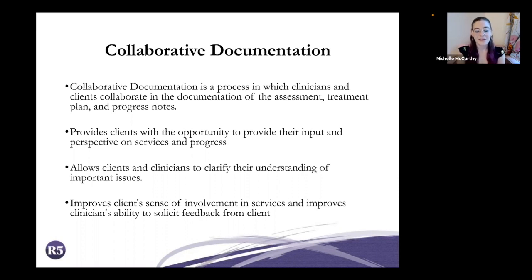This makes a lot of sense for assessments. This makes a ton of sense for treatment plans. But you know where we typically fail is with progress notes. We have a session, we say, bye-bye, client, and then we do that progress note. We don't include them in that process. But if we do include them in the process, it provides the client with the opportunity to provide their input and their perspective, and for us to get feedback on how services are going. It allows the clients and the clinicians to have clarity on the important issues, and it improves the client's sense of involvement in services.